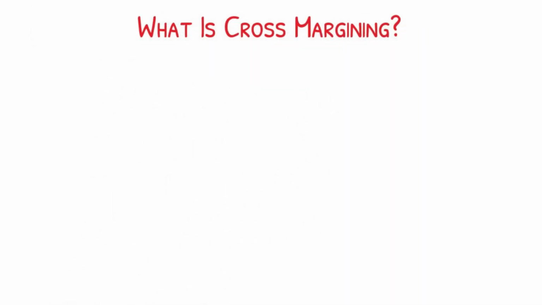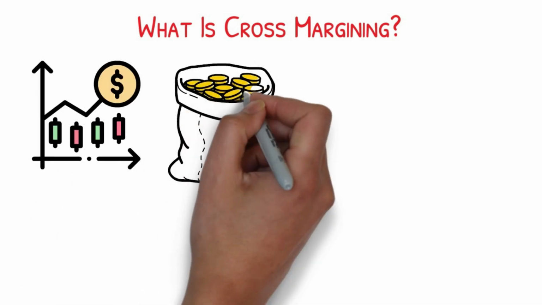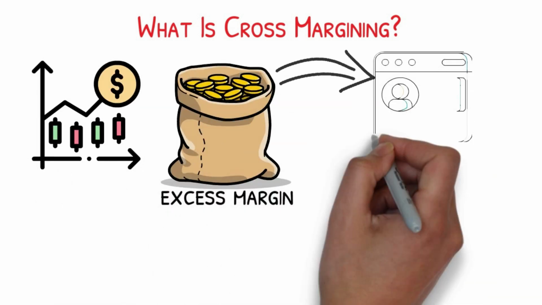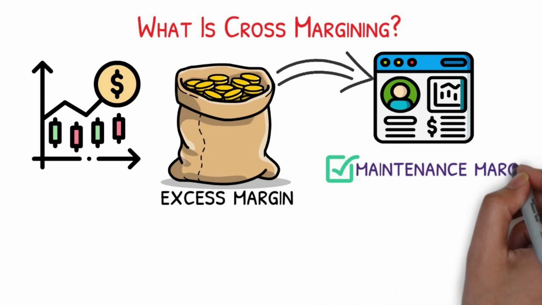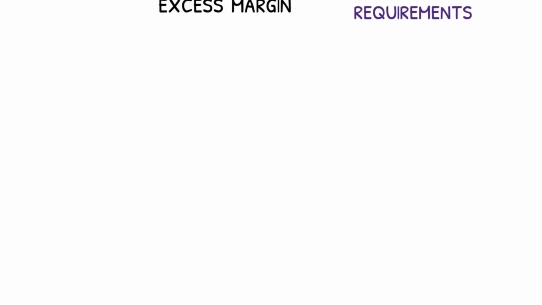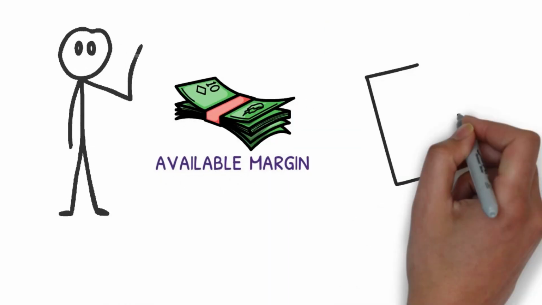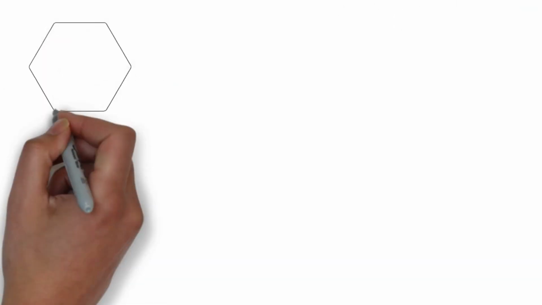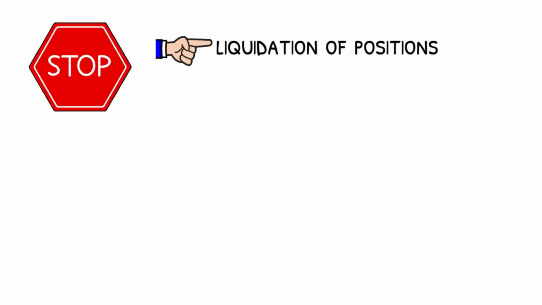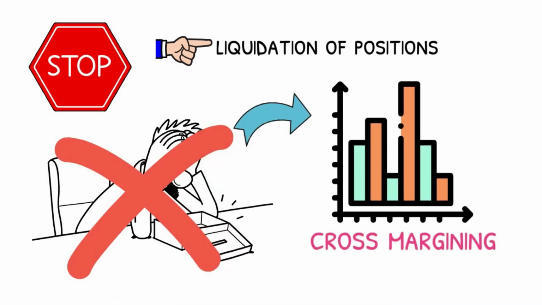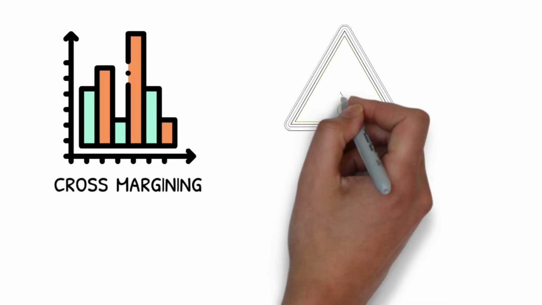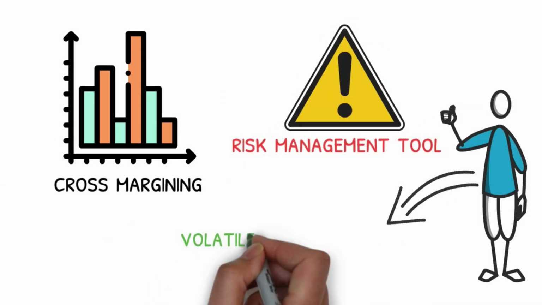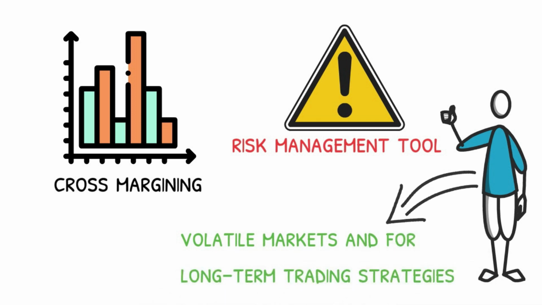What is cross-margining? Cross-margining is an offsetting process, whereby excess margin in a trader's margin account is moved to another one of their margin accounts to satisfy maintenance margin requirements. This process allows an individual to use all of their available margin across all of their accounts. Cross-margining increases an individual's liquidity and financing flexibility by reducing margin requirements and lowering net settlements. It also prevents the unnecessary liquidation of positions, and therefore potential losses are also avoided. Cross-margining serves as a strong risk management tool, and it is particularly useful in volatile markets and for long-term trading strategies.